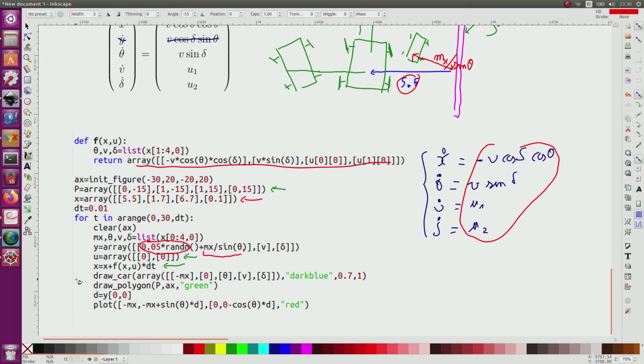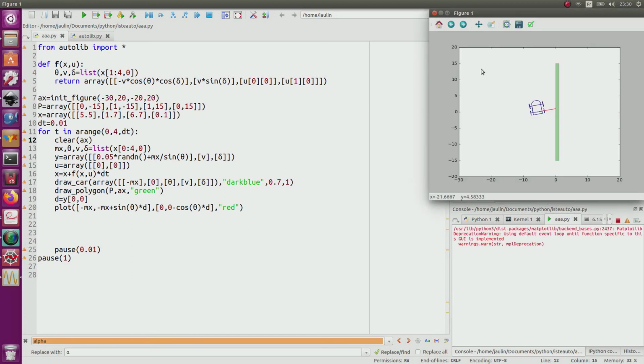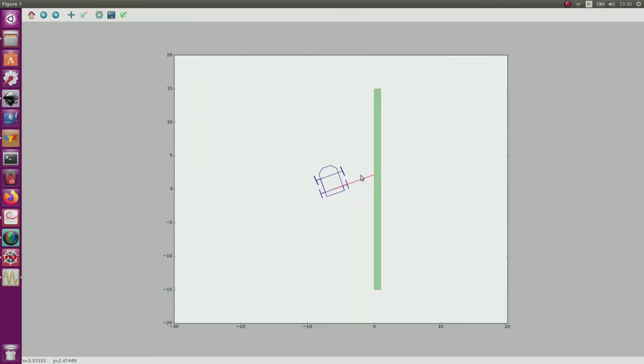So let me propose a simulation. I go to Spyder, I run it. I can see that it is going to the left and it stays at zero, on the zero horizontal line.